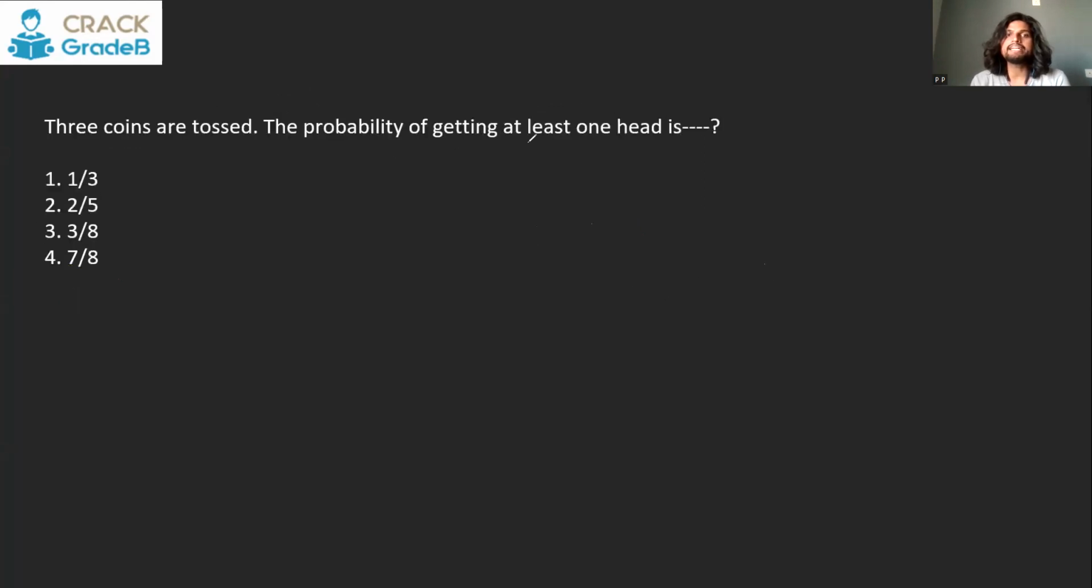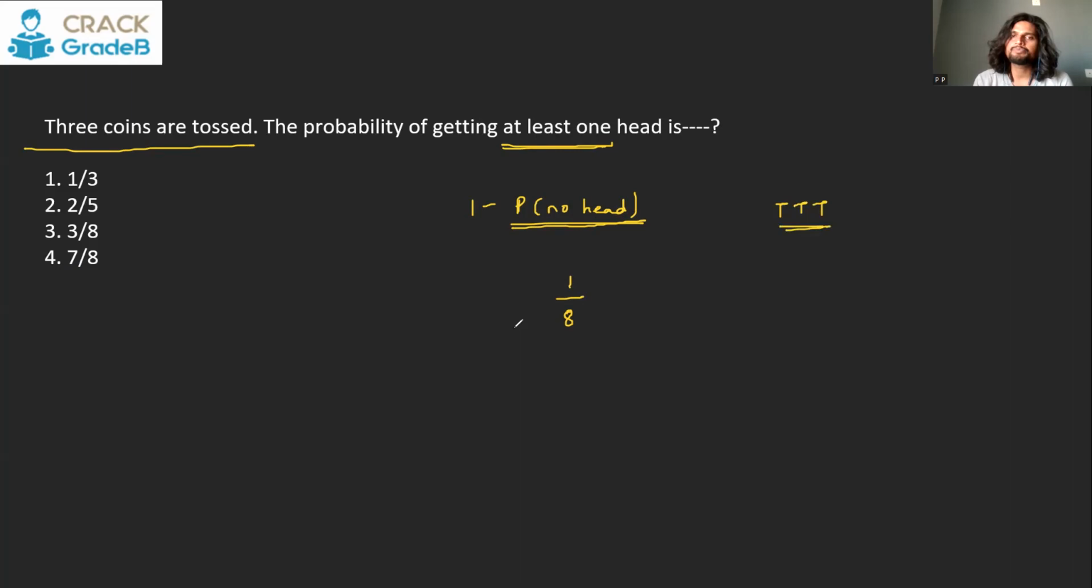Three coins are tossed, the probability of getting at least one head. You can solve this by writing the sample space, or since you want at least one head, it means 1 minus the probability of no head. Probability of no head: there will be only one case with all 3 tails out of a total of 8 cases because you are tossing 3 coins. So 1 by 8 will be the probability of no head, all 3 tails, because there is only one case of 3 tails, right? So 1 minus 1 by 8, 7 by 8 will be the probability of getting at least one head. So option number 4 will be the answer.